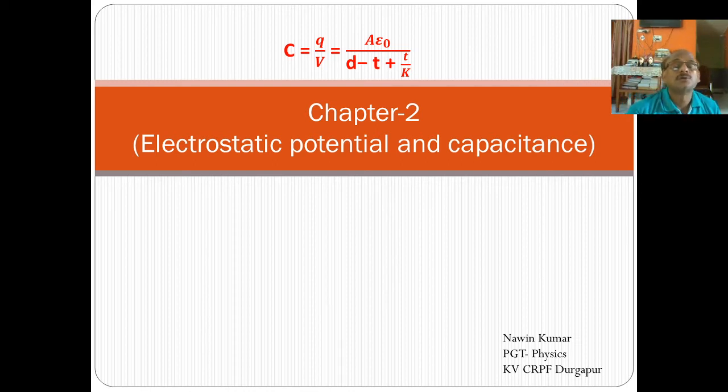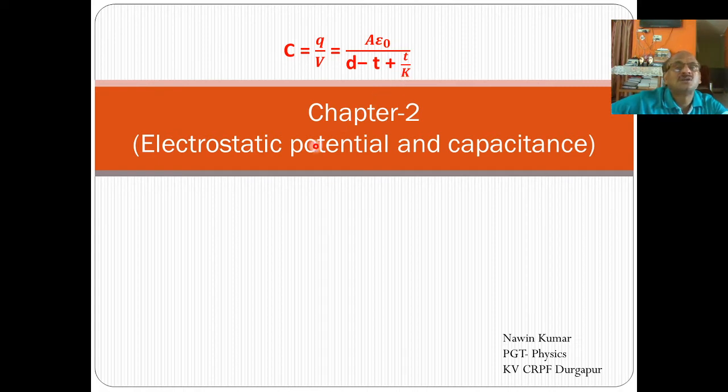Hello children, in our last discussion we discussed the capacitance of a capacitor in air medium and when filled with dielectrics. So you are well aware of the formula C equal to Q by V, and this is equal to epsilon naught A by D minus T plus T by K, where D is the distance between plates, T is the thickness, and K is the dielectric constant.